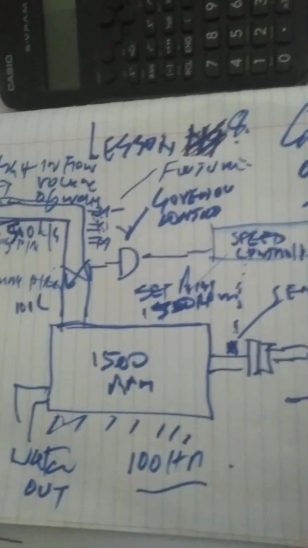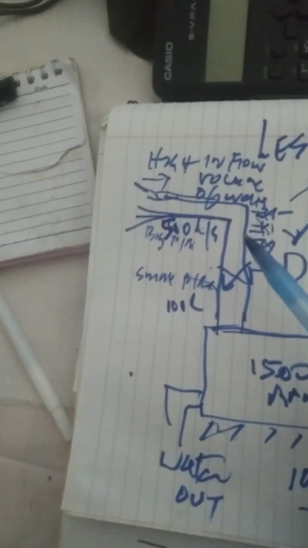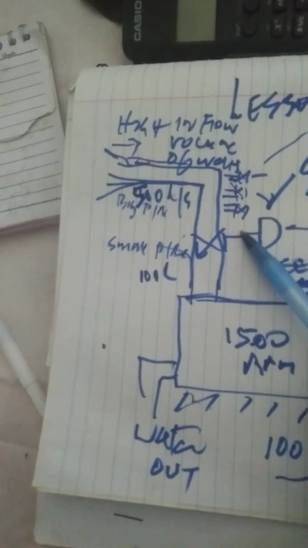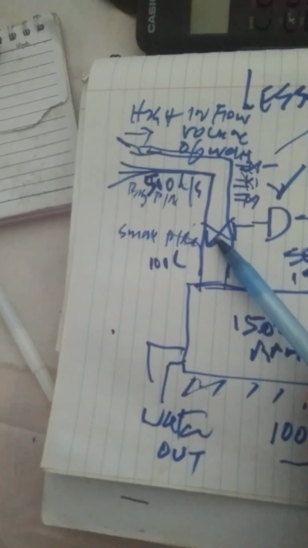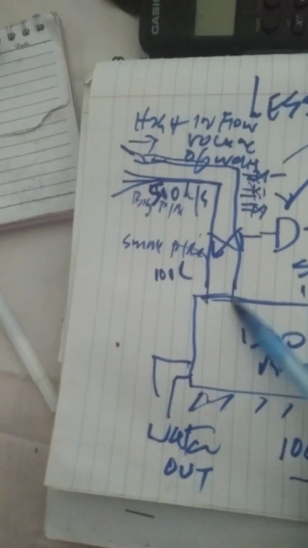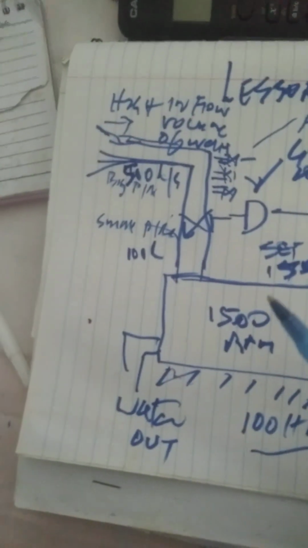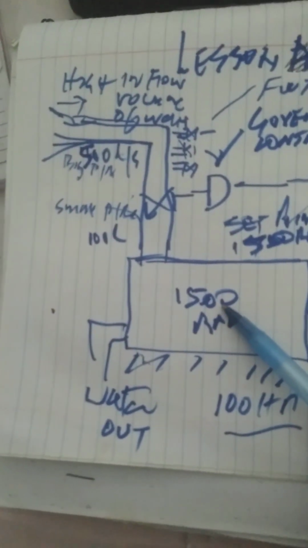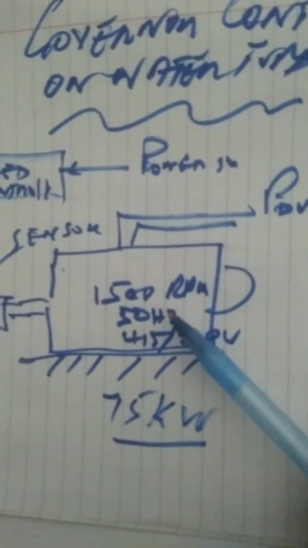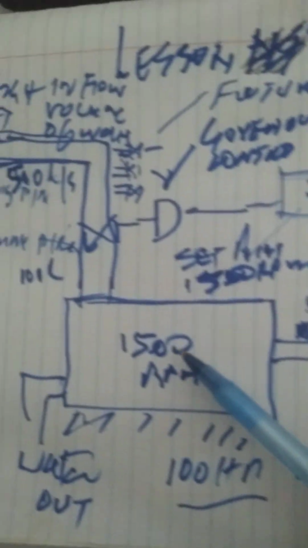Now what is governor control? Governor control is controlling water flow, regulating speed, maintaining the speed of this turbine. Let me give an example here. This turbine is at 1500 RPM, the alternator at 1500 RPM.